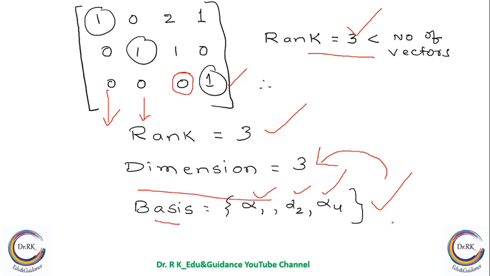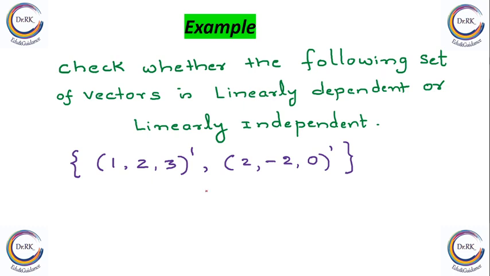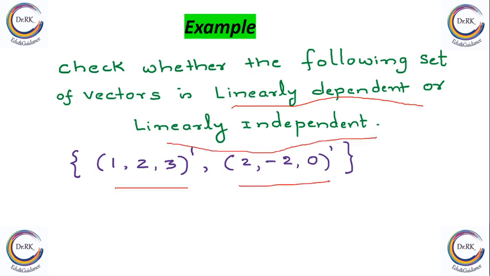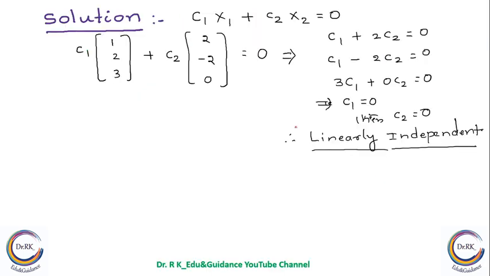Very important, we need to try 1 or 2 problems until we understand the concept very clearly. So we'll quickly go through one more problem to understand linearly dependent as well as independent. 2 vectors are given. We have to check whether these vectors are linearly dependent or independent. Very simple: C1 alpha 1 plus C2 alpha 2 equal to 0, we'll get equations. On solving we'll get C1 equal to 0 as well as C2 equal to 0. Therefore all the scalars or constants are zeros. Therefore they are linearly independent vectors.